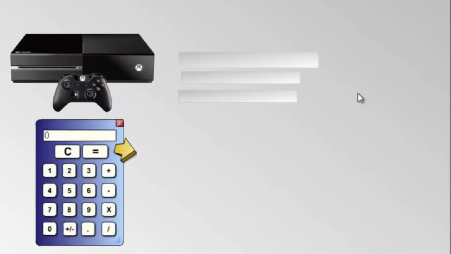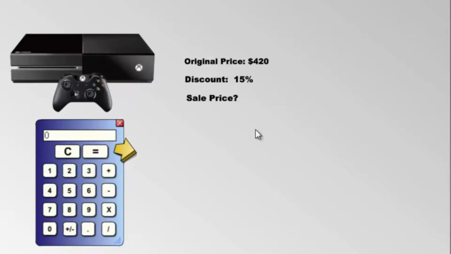Here we'll take a look at how percentages can be used to create discounts. Say the original price of an Xbox One is $420. If we apply a 15% discount to that, what's the new sale price going to be?